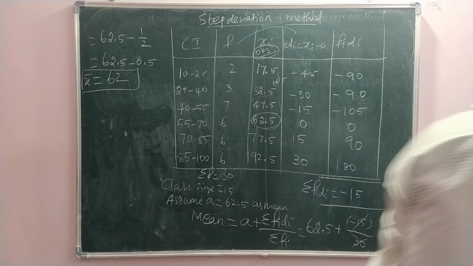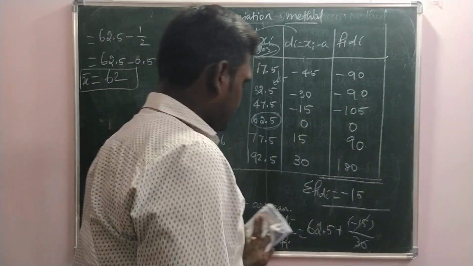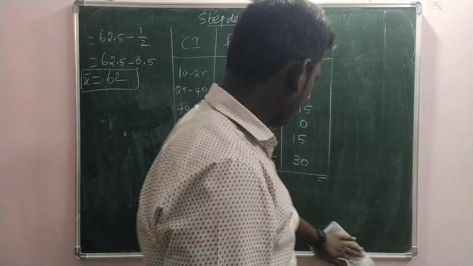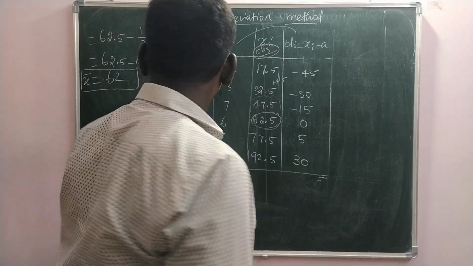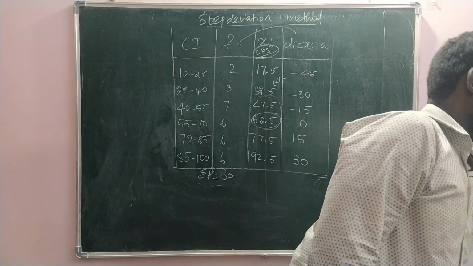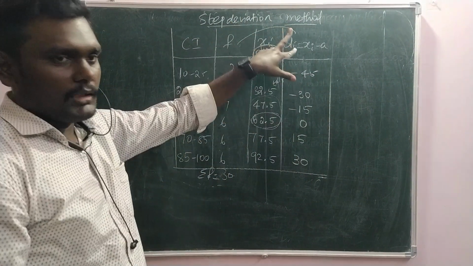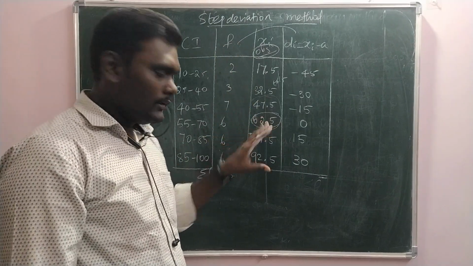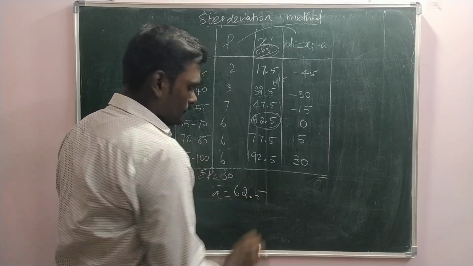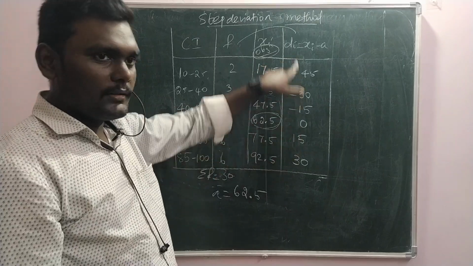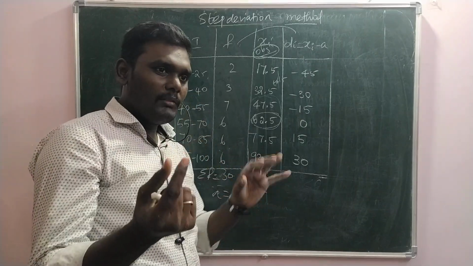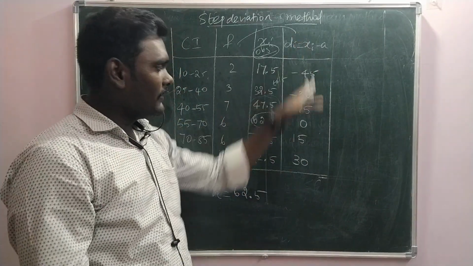Okay. Step deviation method means we'll go one more step ahead. It is also the same as this method only. We'll take the assumed mean as 62.5, and we find the step deviation, mean deviation. We call this the mean deviation because from the assumed mean we are getting the deviation differences. That is why we call this the mean deviation.